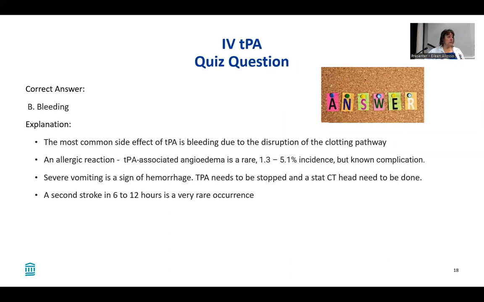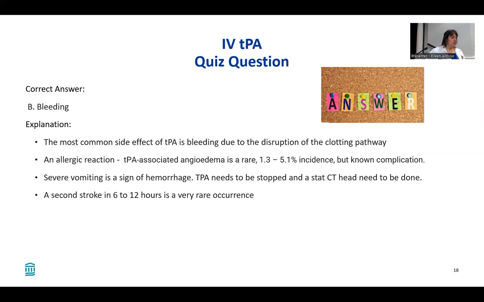If a patient has severe vomiting after TPA, that's not an allergic reaction. That's potentially that the patient has bled after receiving TPA, so that's a medical emergency. What you want to do is get a head CT on that patient right away to see if they have a bleed and to see if it needs to be treated.